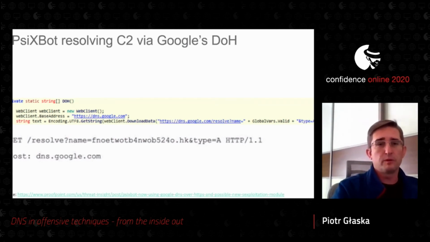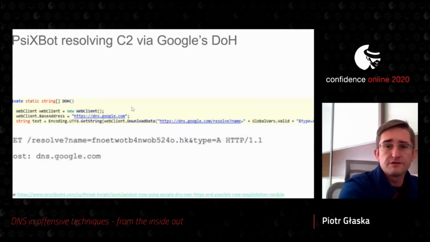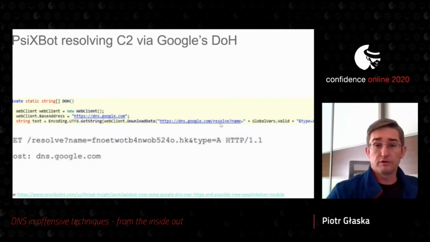And this is one example, 6bot. As you see, they try to resolve the C2 server IP address using the dns.google.com DoH service. It's very easy to block actually, because first dns.google.com has to be resolved to an IP address.